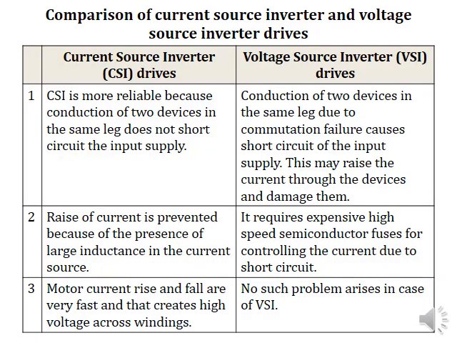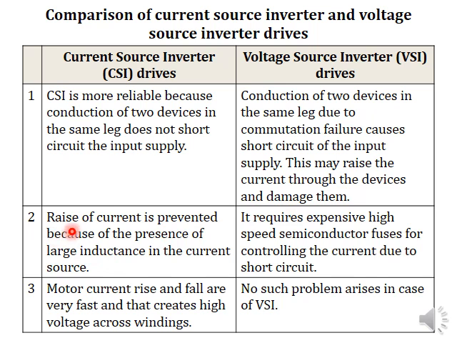Next, we will have a comparison of current source inverter and voltage source inverter. Most of the points were already discussed, so we will just mention all the points. First point is current source inverter is more reliable because the conduction of two devices in the same leg does not short circuit the input supply. This is due to the presence of the inductance in series with the system. But in the case of a voltage source inverter, the conduction of two devices may cause short circuit of the input supply, so it may damage the system.